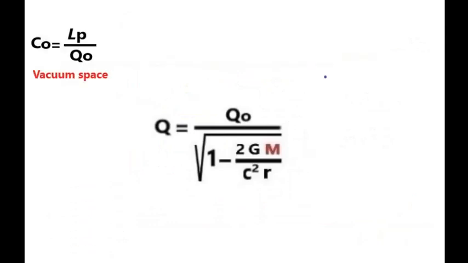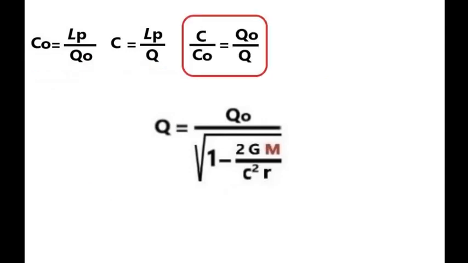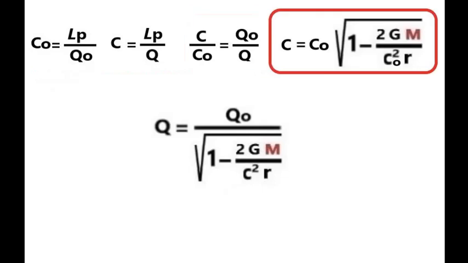The speed of light c0 in a vacuum space is a Planck length over the Planck time q0 in the vacuum space. The speed of light c, in the gravitational field, is a Planck length over the own Planck time q. Therefore, the speed of light in the gravitational field c, over the speed of light c0 in a vacuum space, is equal to q0 over q. From which we get the value of the speed of light c in a gravitational field, caused by a mass m at a distance r from its center of mass.